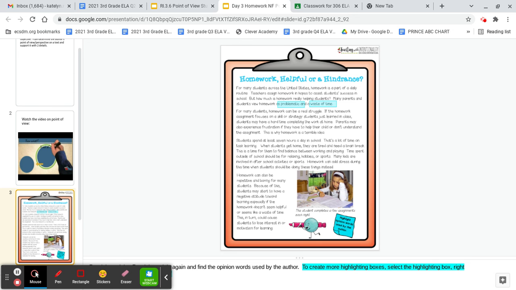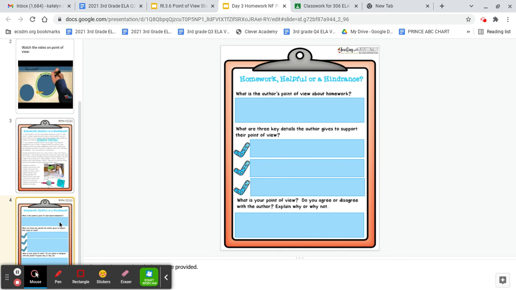So we have the author's viewpoint. The author clearly does not think homework is a good thing. And I'm going to make sure that I read everything on the page. I see the picture and the caption says, this student completes a few assignments each night. So let's move on to our questions.